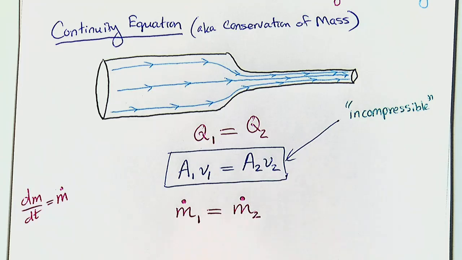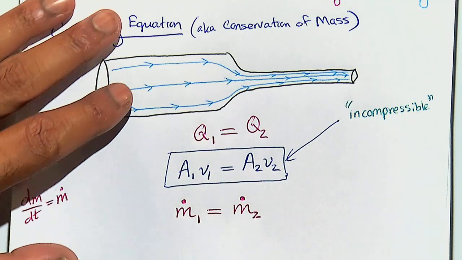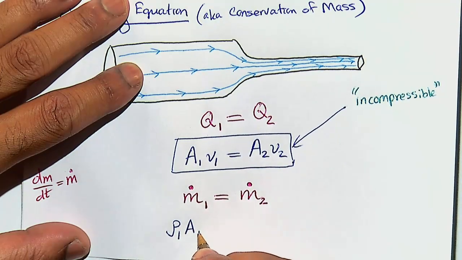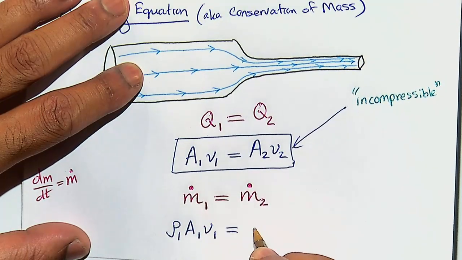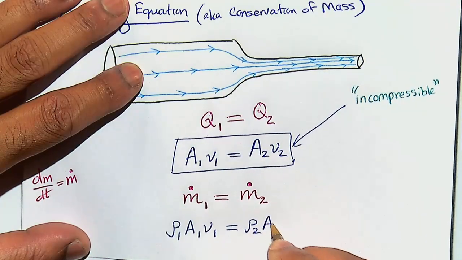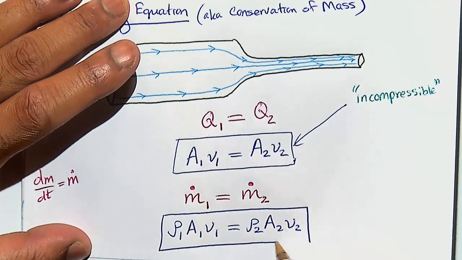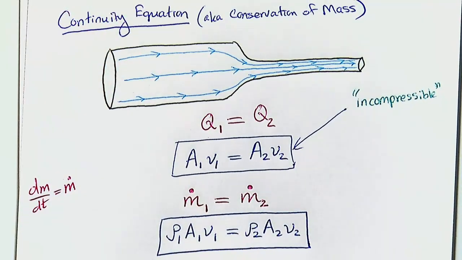So we're going to a more fundamental idea, and that way we can relax this constraint and deal with any flow, compressible or incompressible. And when you do that, writing this in terms of a mass flow rate, you just have to multiply by density. So each side, if you multiply by density, rho 1, area 1, velocity 1 is equal to rho 2, area 2, velocity 2. Now you have the continuity equation that'll work for any flow, compressible or incompressible.